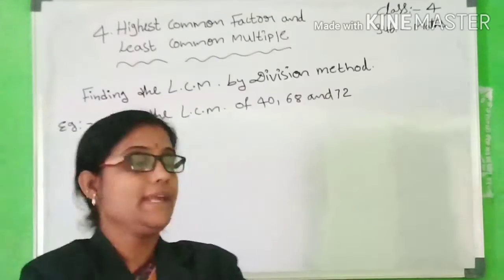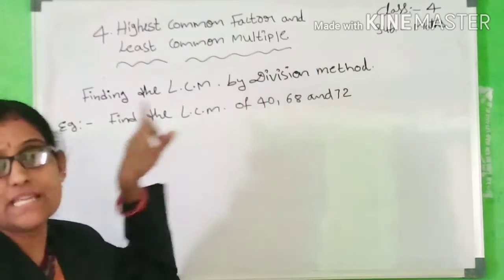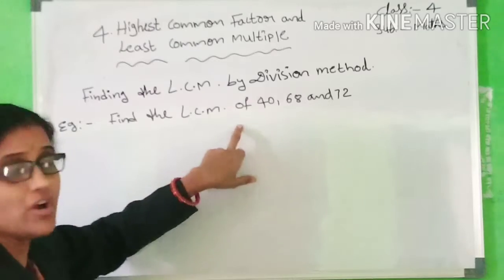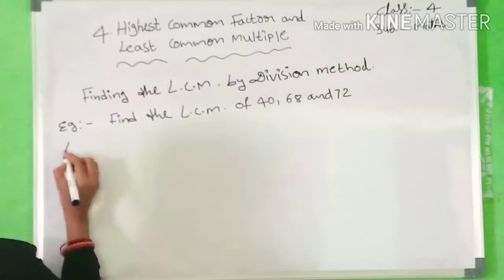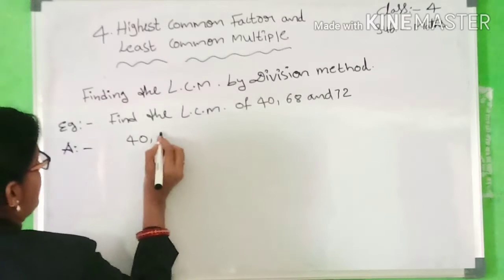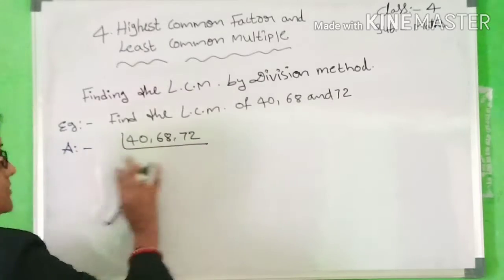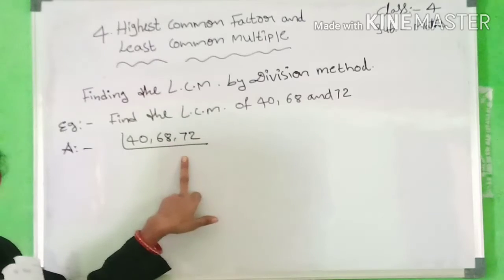Note this one. Next method: finding the LCM by the division method. For example, find the LCM of 40, 68 and 72. Now, you have to write like that: 40, 68 and 72. Which method is this? Division method. Writing like this is the division method.